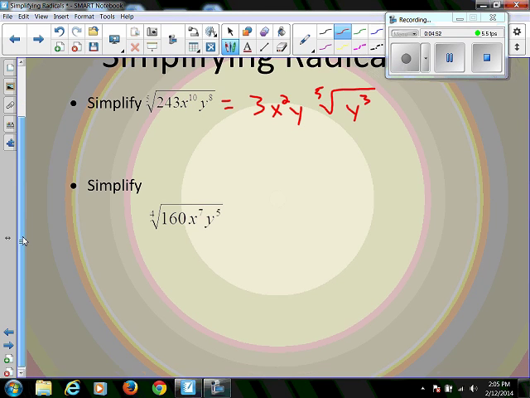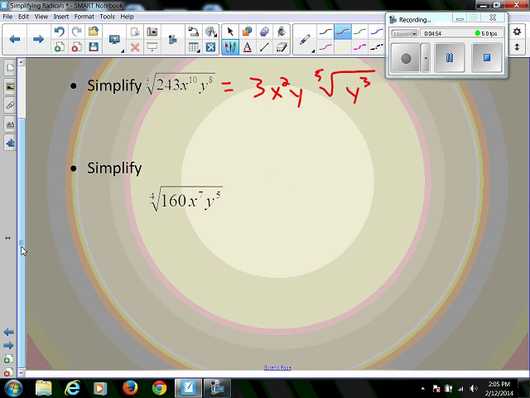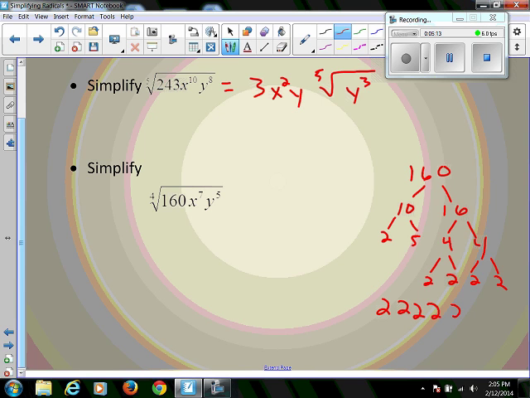Now let's look at the next one. 4th root of 160. I take the 4th root of 160. I get a decimal. So I'm going to treat it. I get 5 2's and a 5. I want groups of 4 because my index is 4. I have one group that goes outside. Notice my index stays the same again. 2 times 5 is 10.